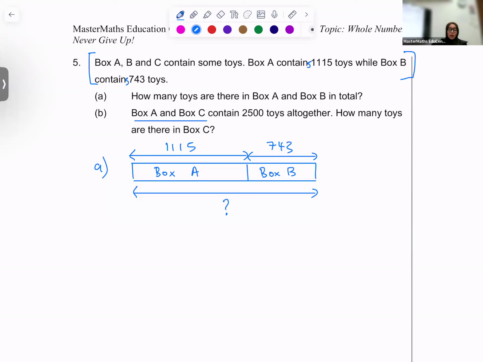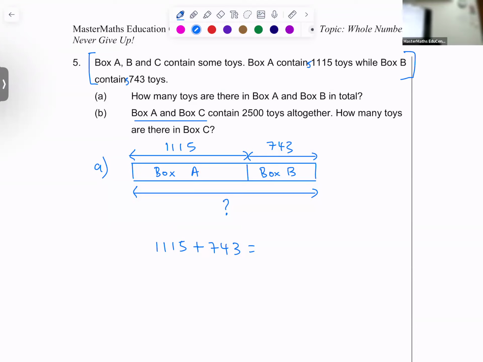Plus, very good. So we can take 1,115 plus 743. Everyone work this out. Don't shout out the answer first. I haven't started yet doing the question mark. Don't worry, don't rush. I just draw first so you can see what you're supposed to draw. No worries, no rush.